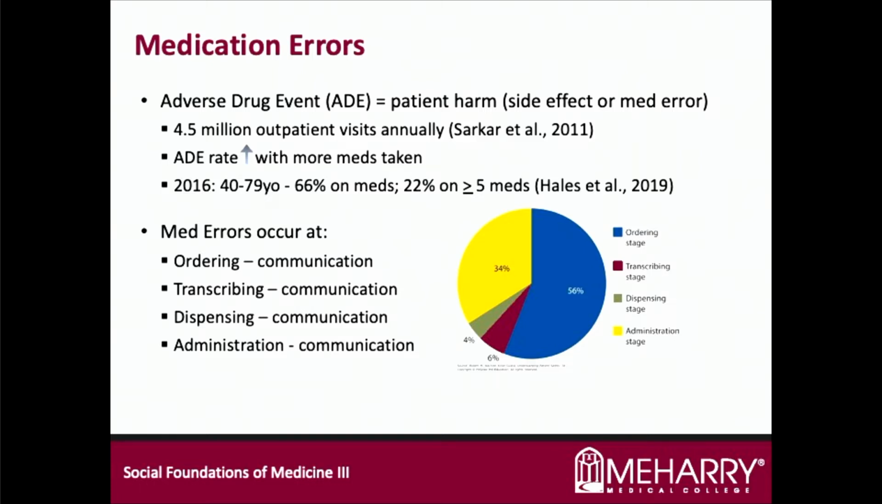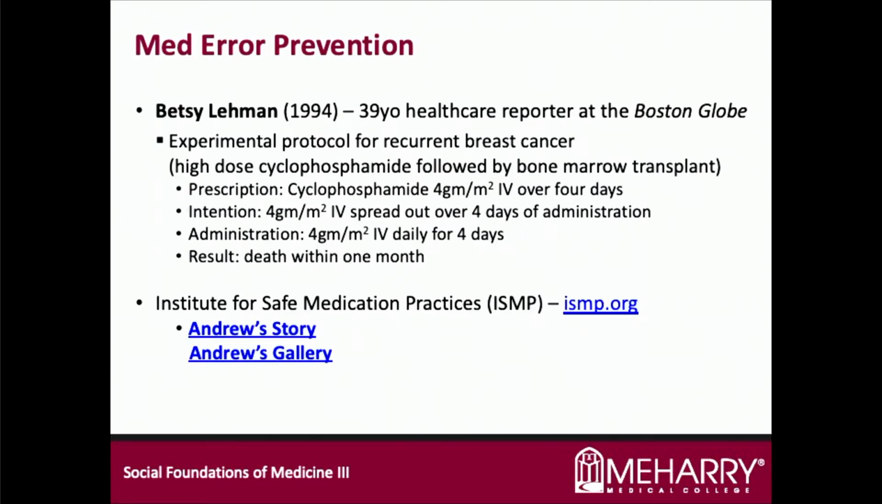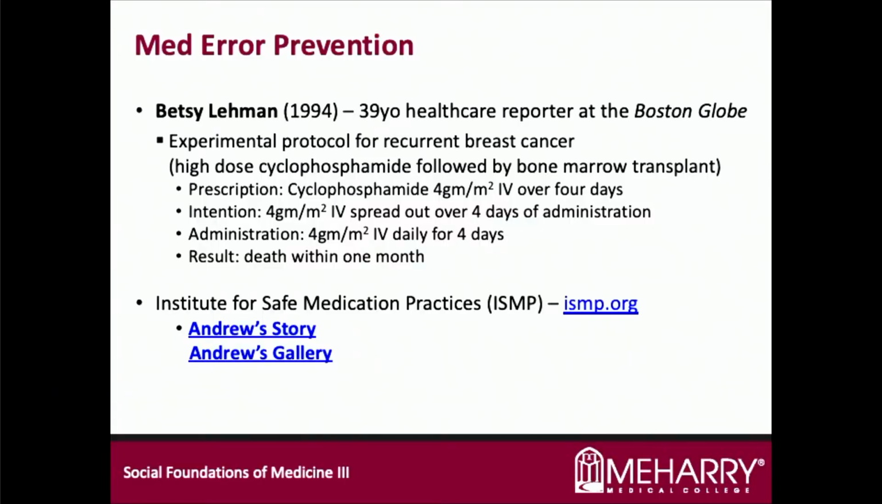Now, a reminder of something we talked about during the last lecture, when we were speaking about the patient safety movement. One of the things that pushed it forward was in 1994, when Betsy Lehman, a healthcare reporter for the Boston Globe, received an overdose of chemotherapy. She was on an experimental protocol for recurrent breast cancer, and she was to receive high-dose cyclophosphamide, higher than usual dosing, followed by a bone marrow transplant.